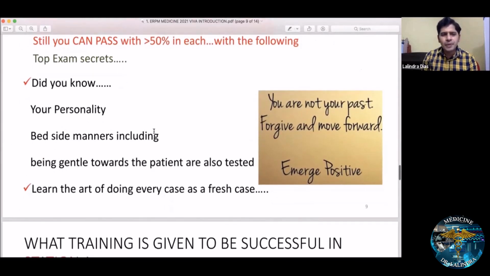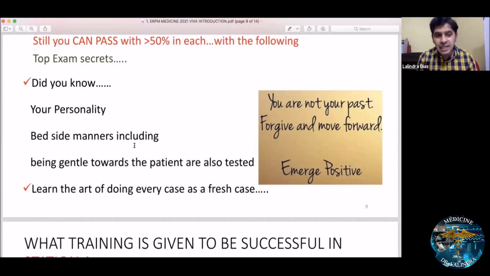So these are also very important top secrets. Did you know your personality? Yes, it's very important. Some students get very stressed, very anxious, very nervous. No, the examiner will not like that, because a doctor should be a calm and quiet person, but very strong and confident. So your personality is very important.